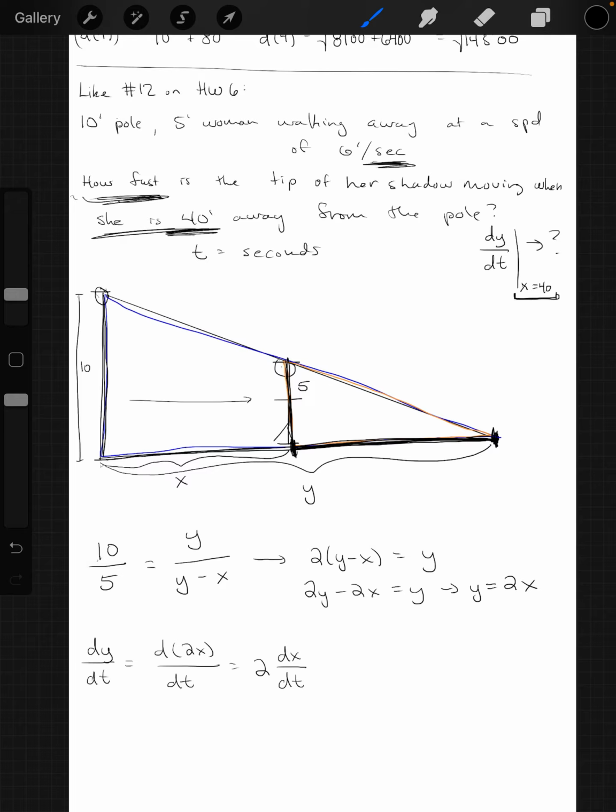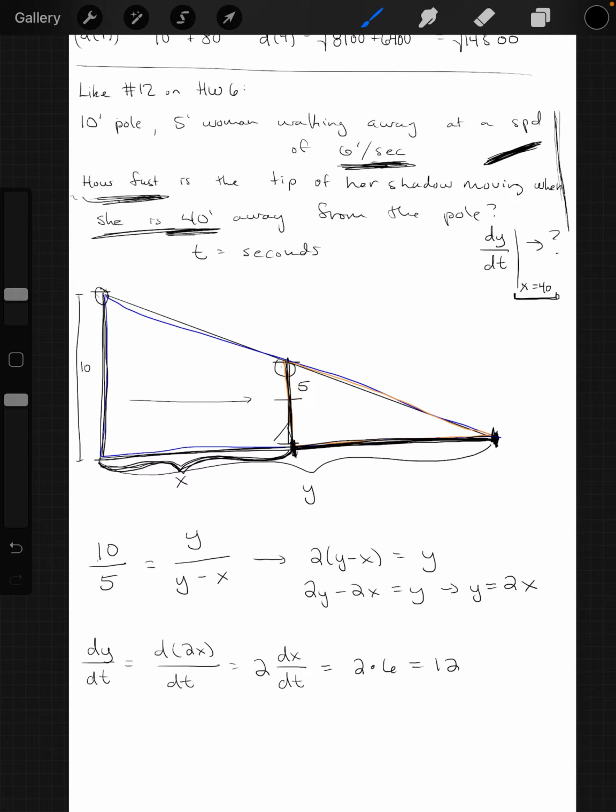But we do need to know dx/dt, so maybe we want to go back and look at our word problem up here. What we need to be looking for is anything that tells us the rate of change of how far the woman is from the lamppost. And that's exactly what this second half of the first sentence tells us. The woman is walking away from the lamppost, so it's going to be a positive change, and it's changing by a flat 6 feet per second. So this is going to be 2 times 6, or 12.